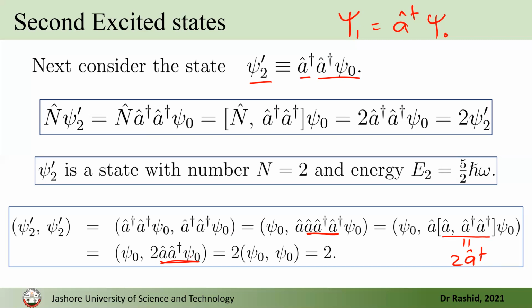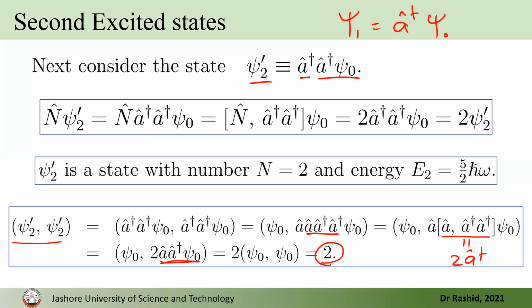So this is nothing but, from here, this is the same as what we did for the first order excited state when we were checking the normalization condition for the first order excited state wave function, and this becomes psi 0. So we are left with 2. So the inner product is 2. That is, the psi 2 prime is not properly normalized.